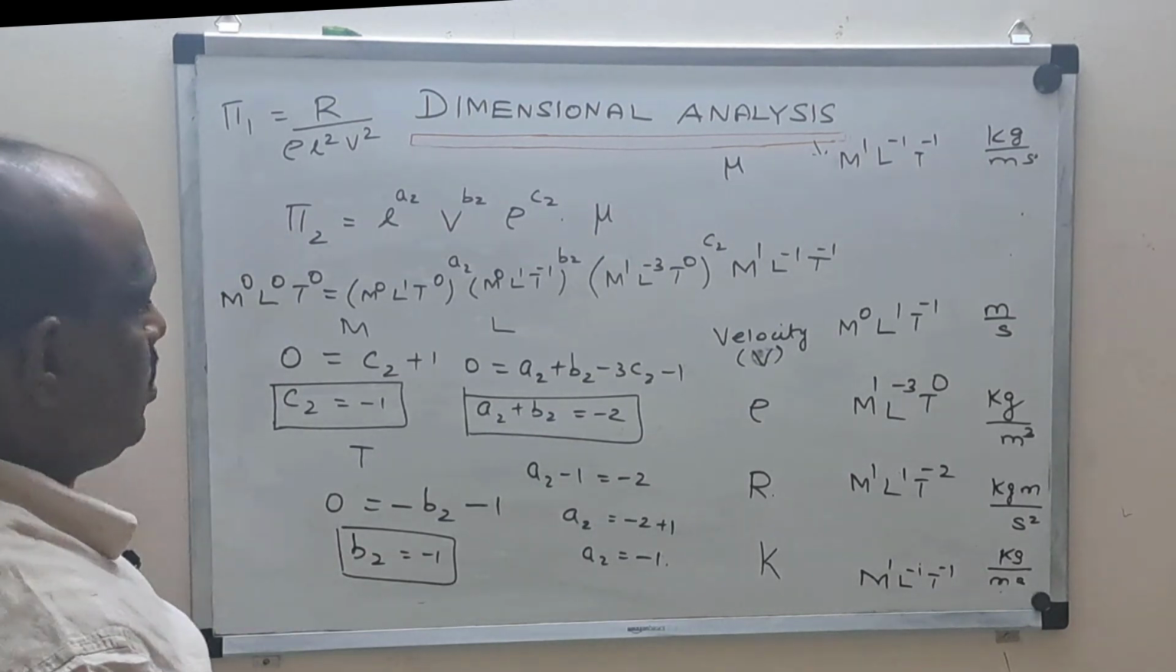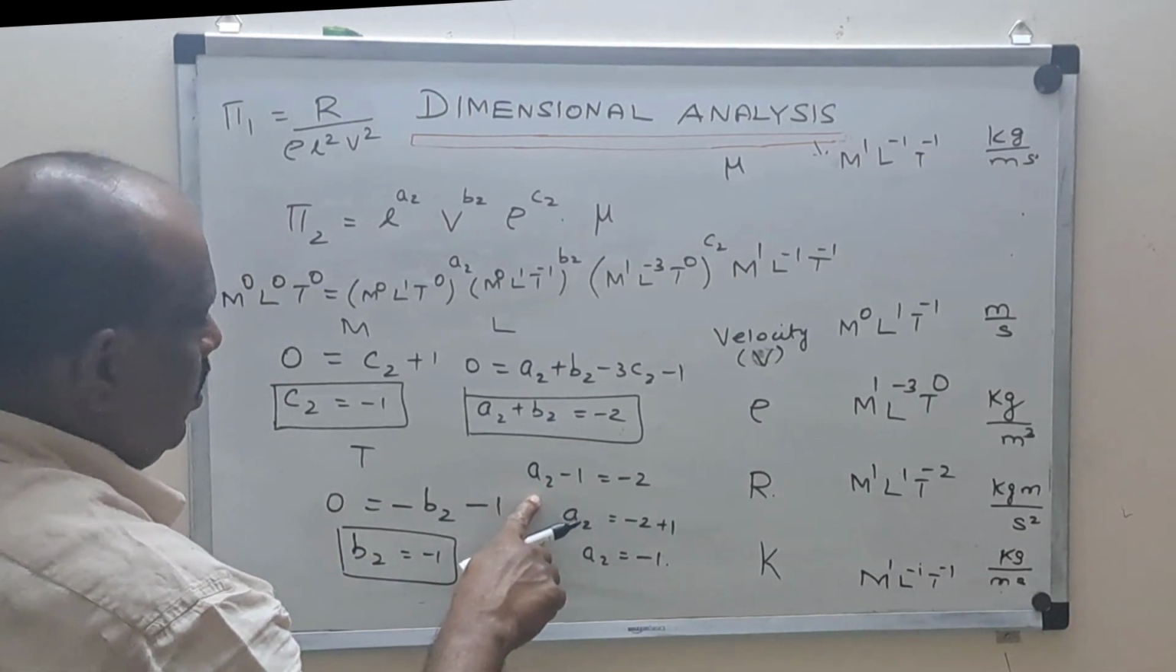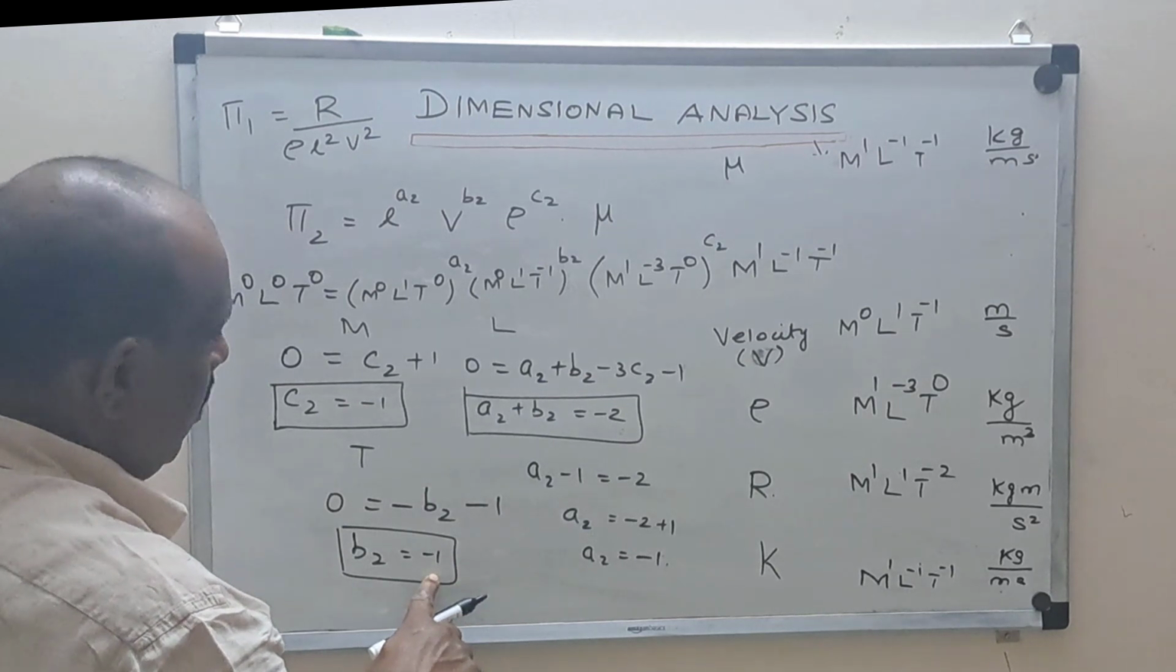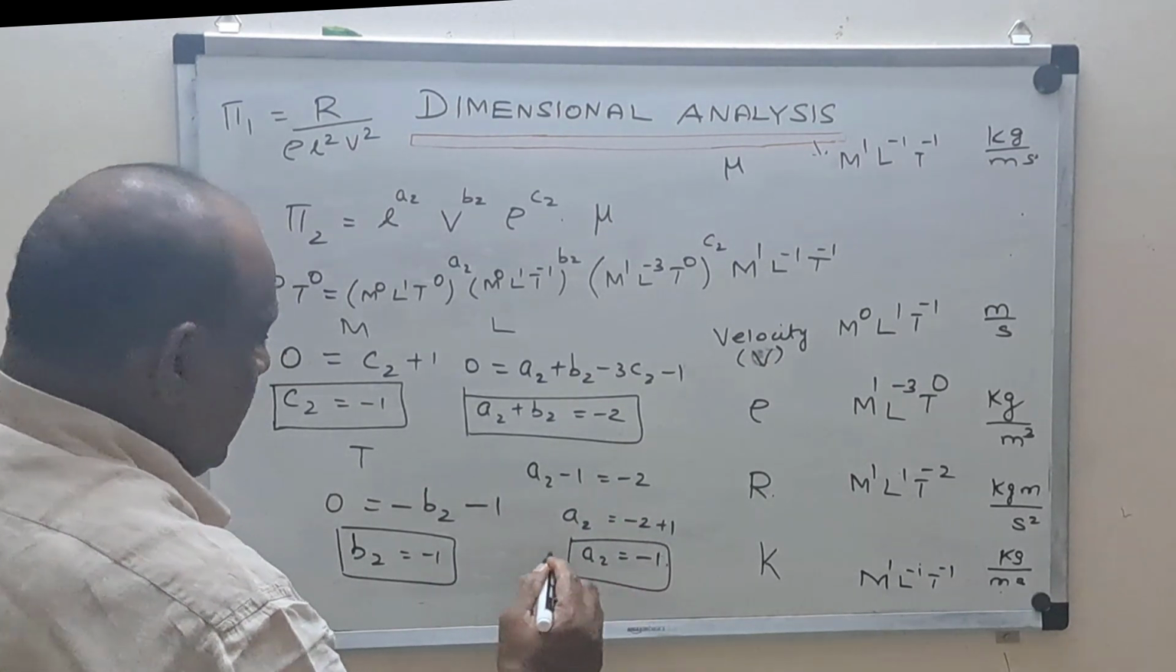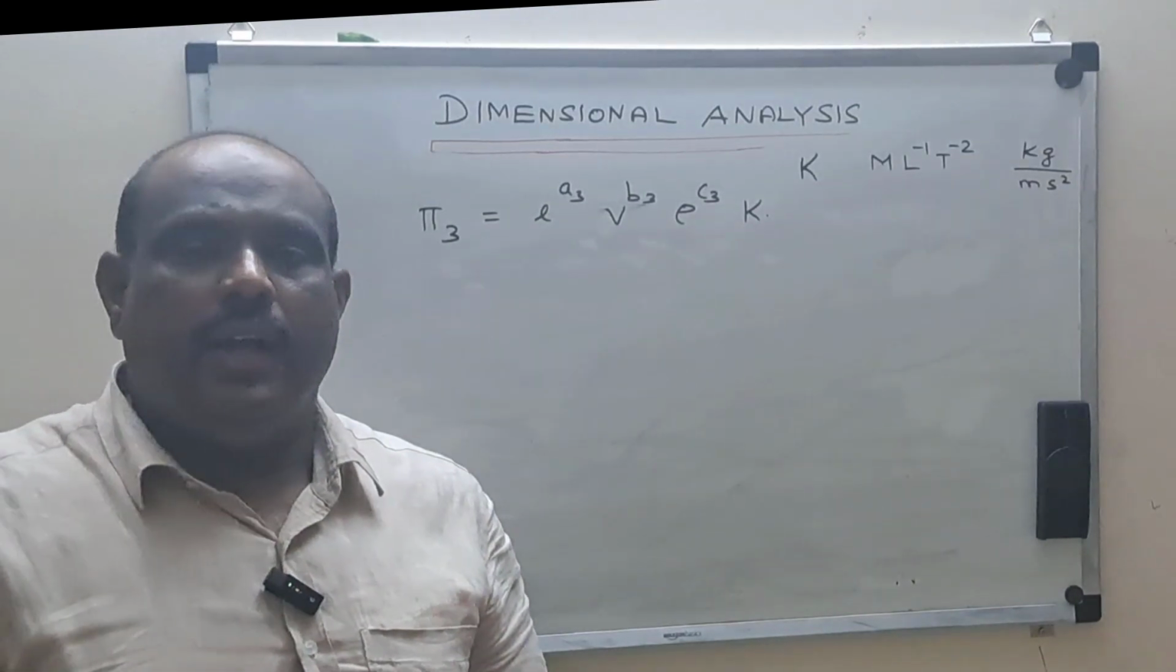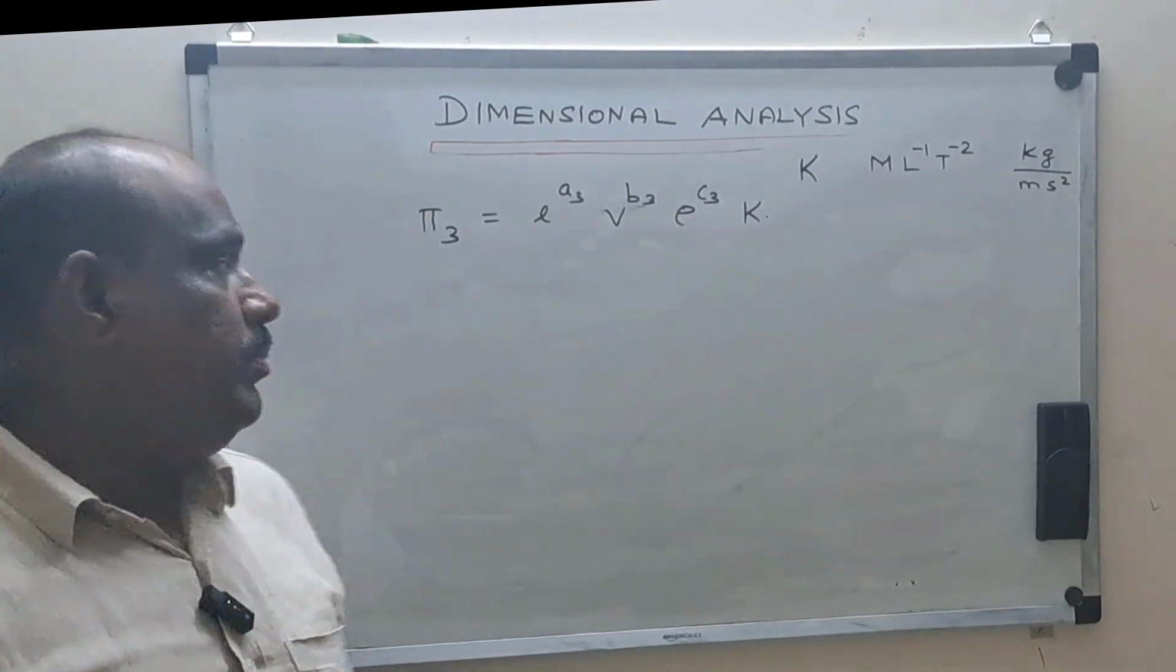B2 equal to minus 1. So it is A2 minus 1 equal to minus 2. So we are going to take, I hope it's right, A2 equal to minus 1. Let us continue further and let us try to find the pi 3 term.